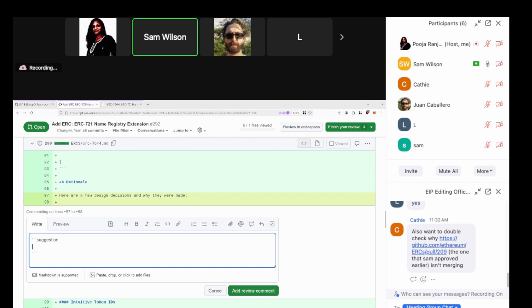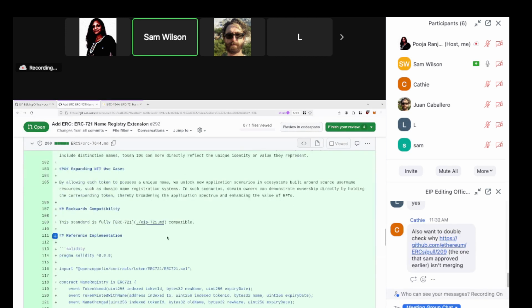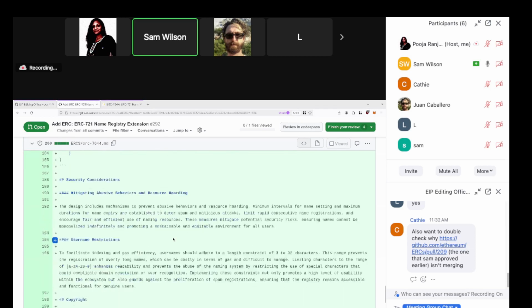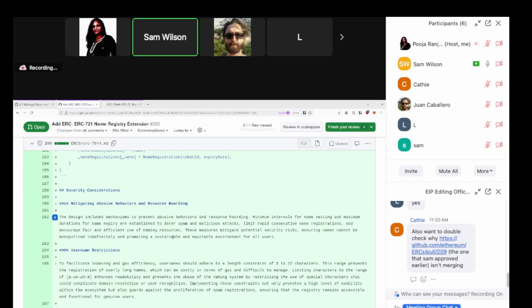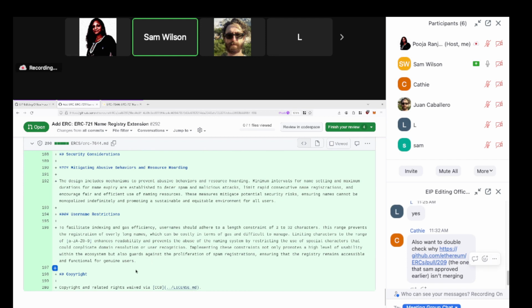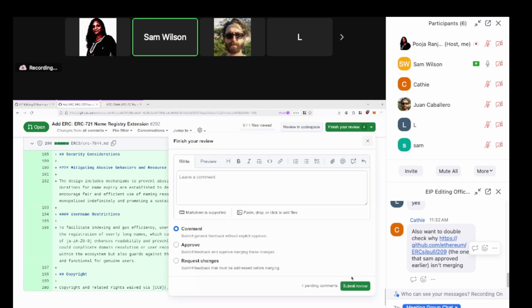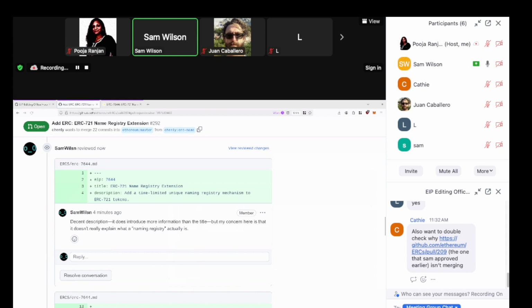I think you can just get rid of this. It's not super necessary. You can just dive right into it. Permanent numerics. Each token possesses a unique name. ERC721 compatible. Some restrictions. Okay, I think that's pretty decent. All right. Cool.